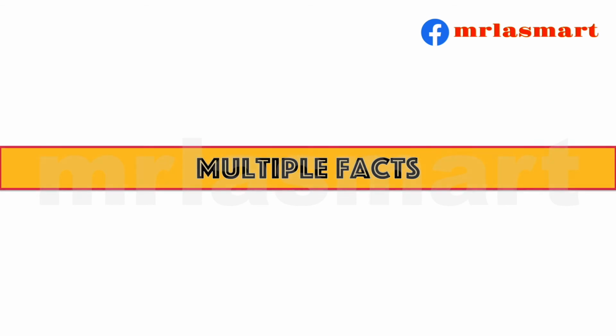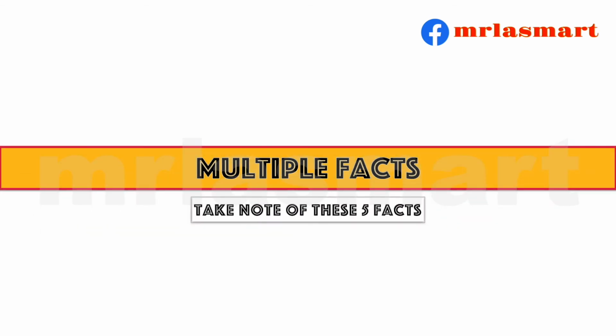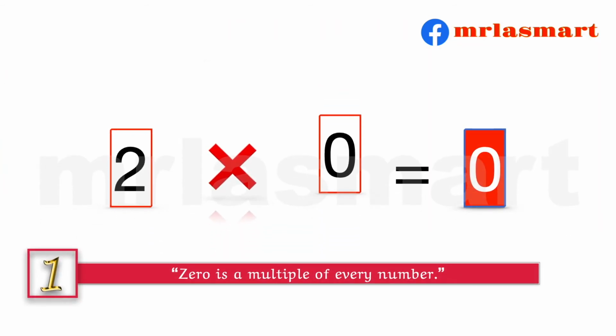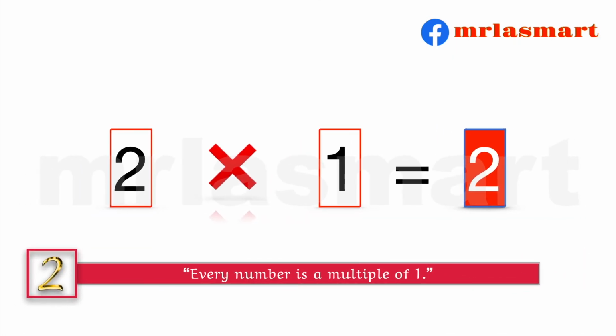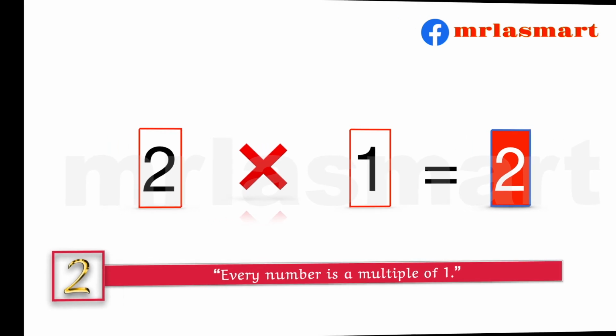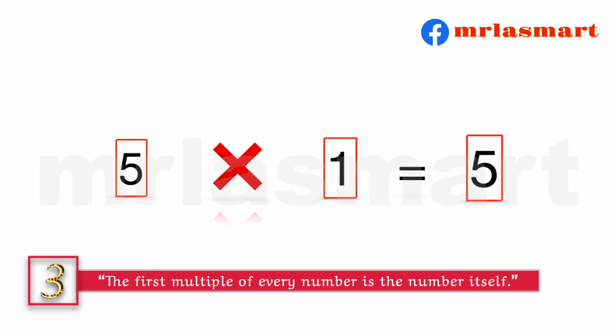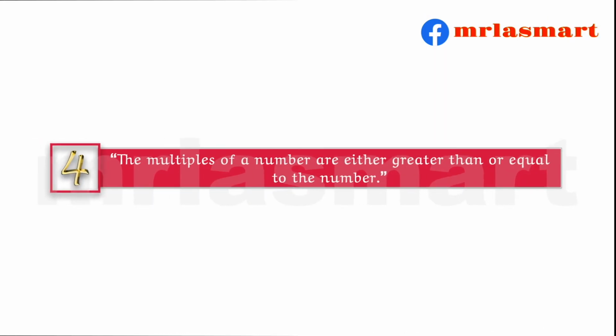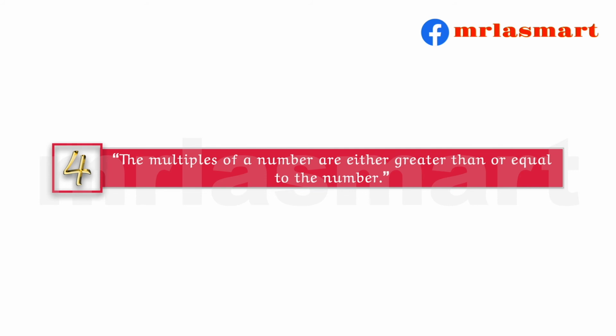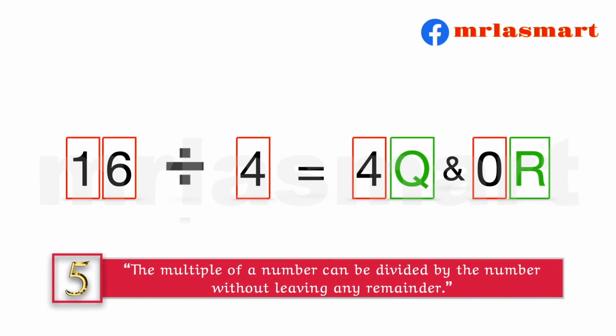Multiple facts. Take note of these 5 facts. 0 is a multiple of every number. 1. The first multiple of every number is the number itself. The multiples of a number are either greater than or equal to the number. The multiple of a number can be divided by the number without leaving any remainder.